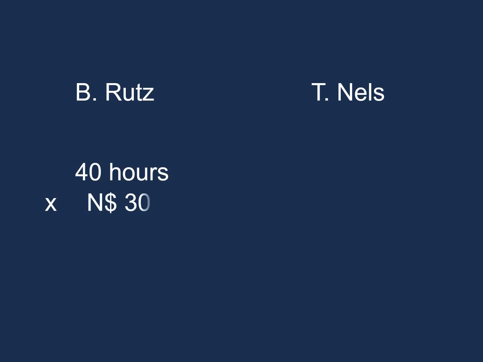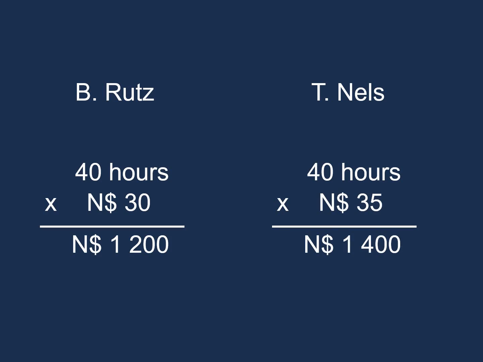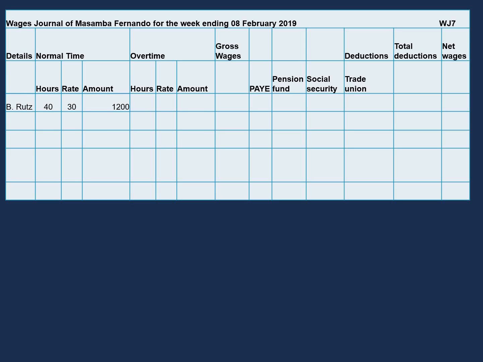Now the first thing we need to do is calculate the normal wages for our 2 employees. B Roots worked his 40 normal hours and his normal time rate is $30 per hour. If we multiply that, we will get 1,200. T Nels also worked 40 normal hours and his rate is $35 per hour. If we multiply those two together, we will get $1,400. Now let's go ahead and add that in our wages journal. There we go.